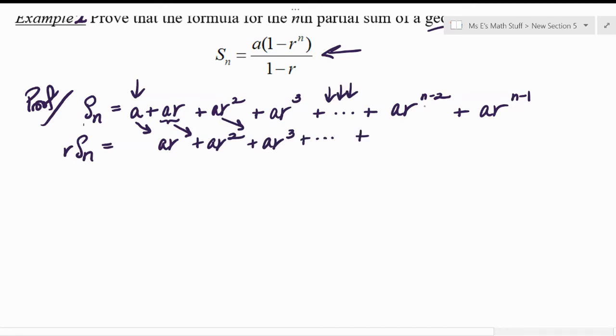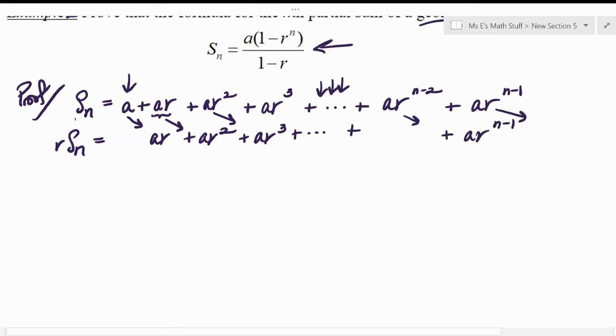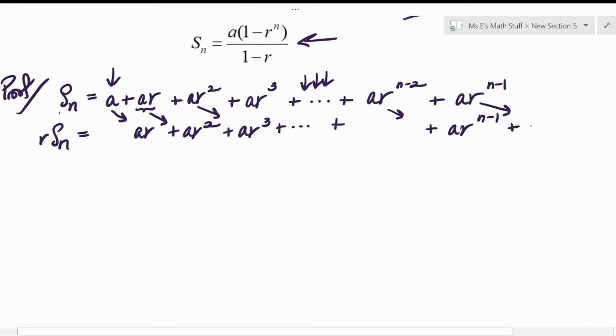When you multiply AR to the n minus 2 by R, think about properties of exponents. You'd end up with AR to the n minus 1. When you multiply A times R to the n minus 1 by R, you get A times R to the n, sorry.